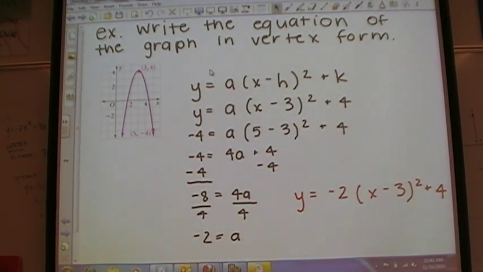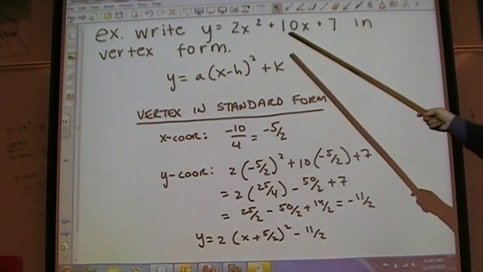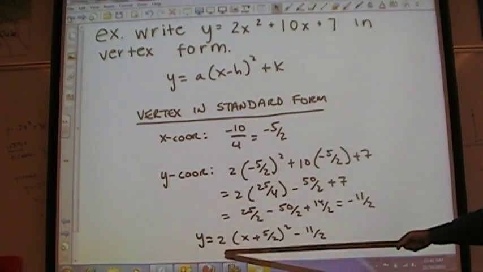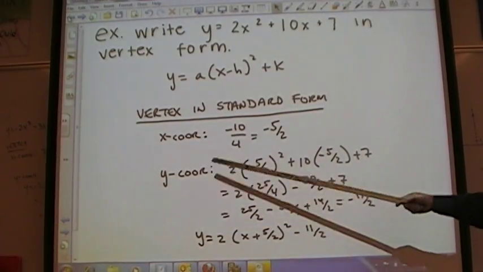All right, last one. Going from standard form to vertex form. We have a problem there, right? Y equals 2x squared plus 10x plus 7, in vertex form. Now remember, I told you at the beginning that your a value doesn't change. So you already know your a value is 2. So when you go from standard form to vertex form, it's going to be the same a value. Now all you need to do is find h and k.